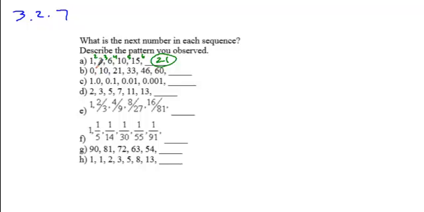In the next pattern, again, what we look at is we add 10, then add 11, then 12, then 13, then 14. So again, we see that the pattern is to add one more each time. So 60 plus 15 gives us our answer for the next number in the sequence, which is 75.